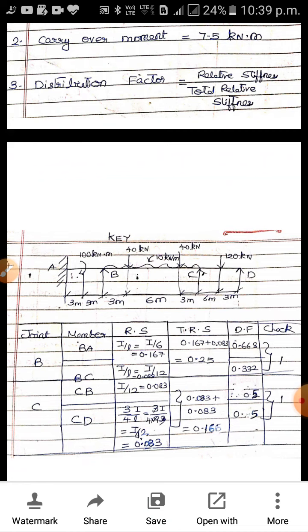For BC, C is hinged but continuous, so again I by L only. But all of you have done it wrong. So these are the answers. Similarly for C, CB: B is fixed but continuous, again I by L. And CD, hinge support, 3 by 4 into I by L. So all of you had it wrong. These are the correct answers. Kindly check and do this.